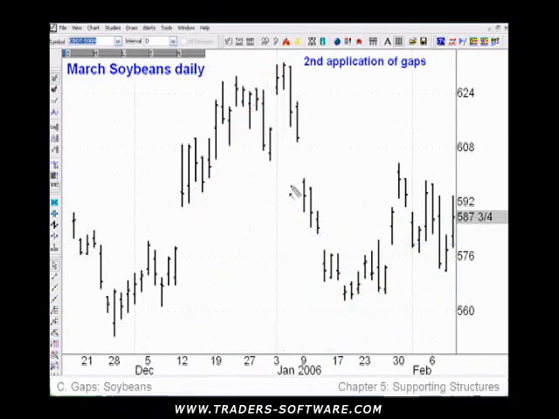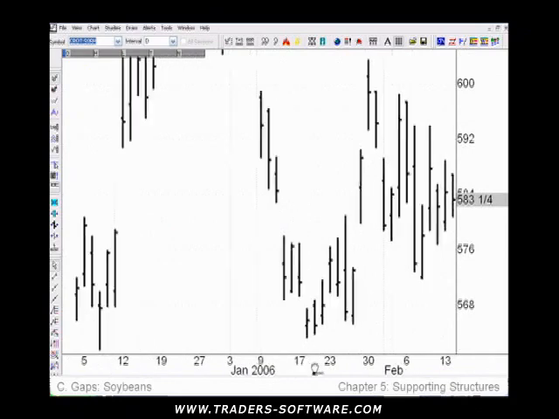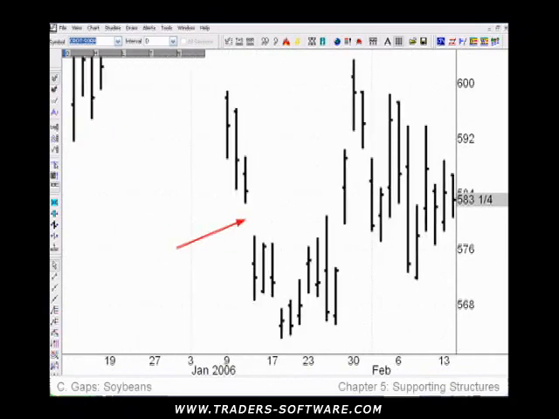Now let's take a look at this gap right here. I'm going to blow this up just a little so we can see clearer. Here's that gap again. The gap ends here. Here is the natural pivot low. And here is the range that can be used.